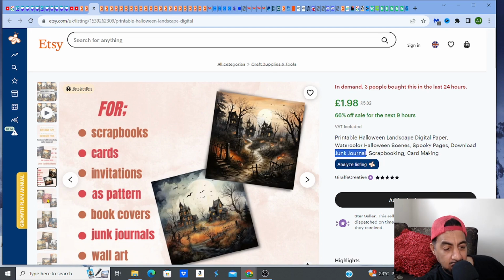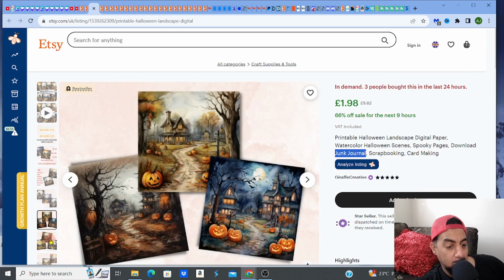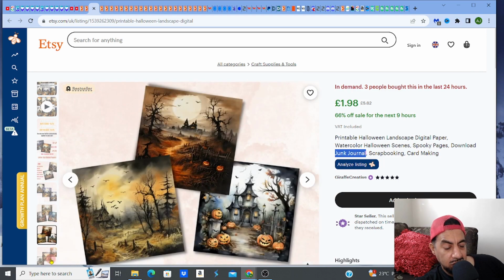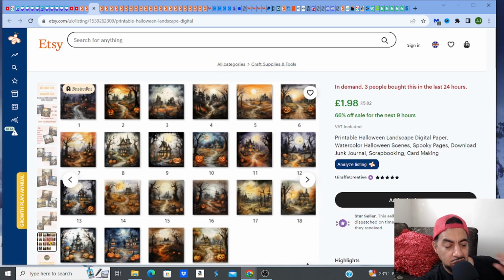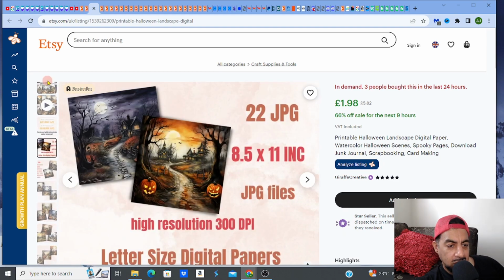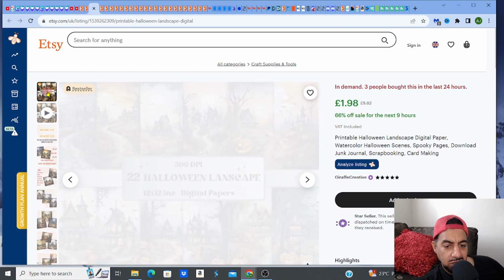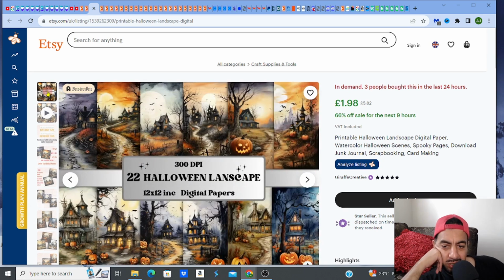It's a nice touch because it gives you the vision, the idea that, okay, I might use it for an invitation, as a pattern, or as a book cover, as a junk journal, or possibly as wall art. If the resolution is good enough, then it can be used as wall art. And then it shows you, and I like this, exactly what you're going to get. It shows you all those images that you're going to get. So how many did they say you get? 22. So I would definitely use this as a kind of benchmark.